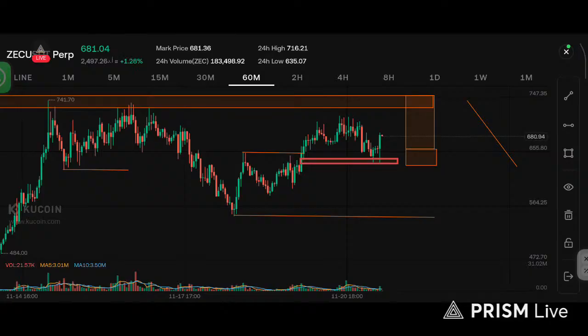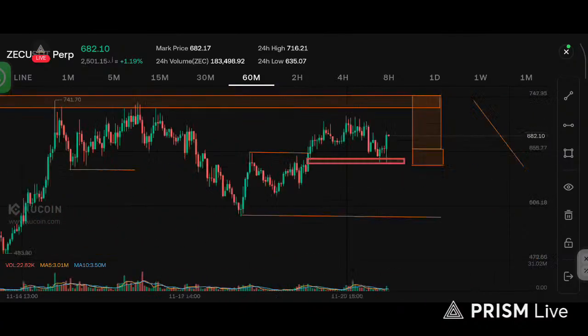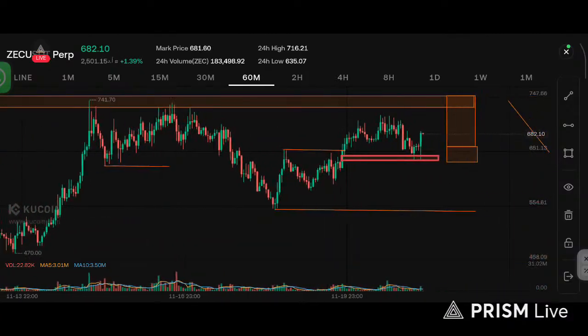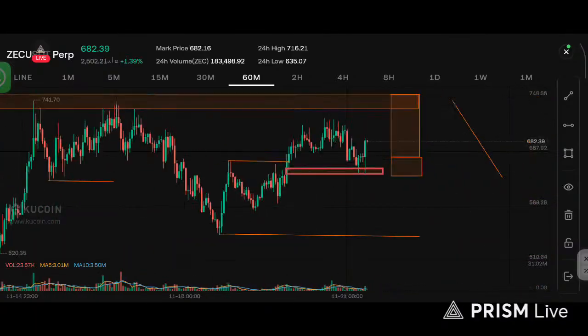For ZEC BTC, there are a lot of reasons. As you can see here, there was a liquidity sweep here, which swept our previous higher low, right? It swept our previous higher low. So that is it, and this is our order block. This is the order block for here. That is how the thing goes.